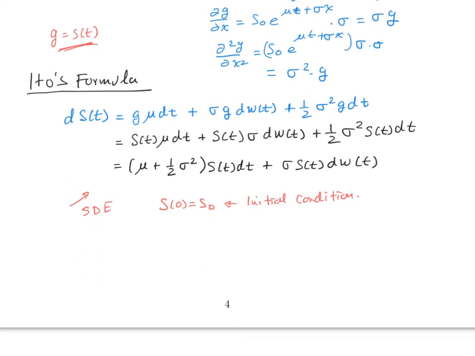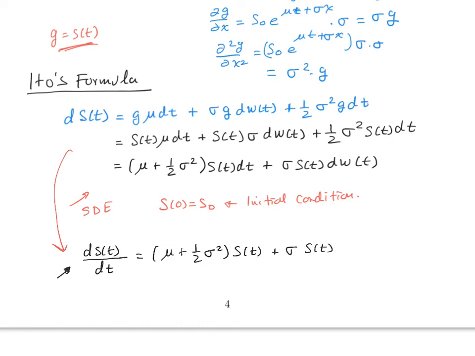You can rewrite the equation like this if you want to. It's not really necessary unless the question is asking you to do this. You can divide everything by dt, so this looks more like a calculus derivative. Then this will be (mu plus 1/2 sigma squared) S of t plus sigma S of t dW dot t, where this is just the derivative of the Brownian motion with respect to t.